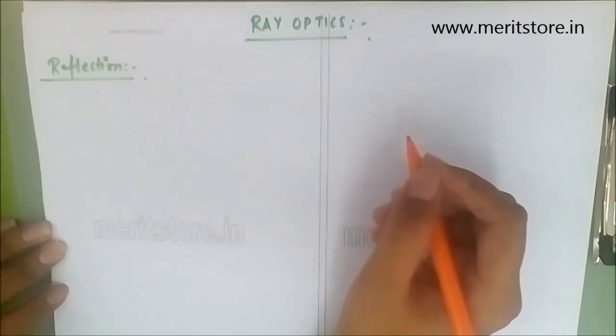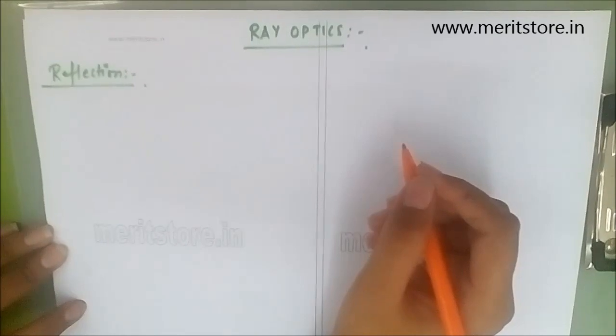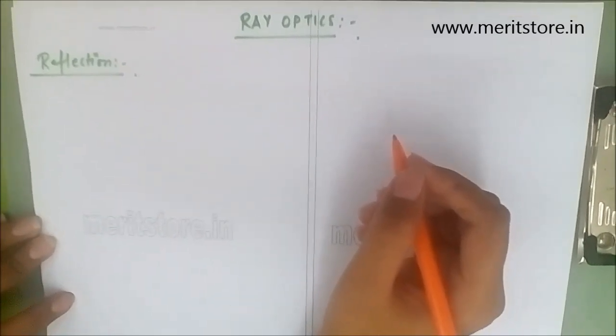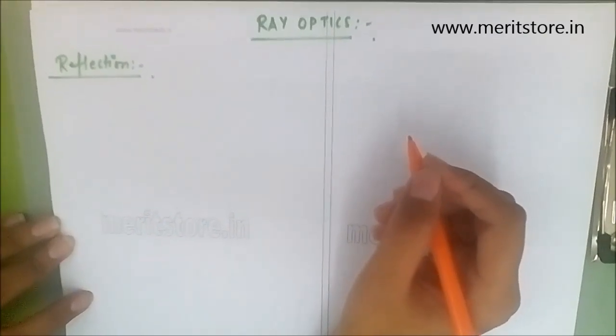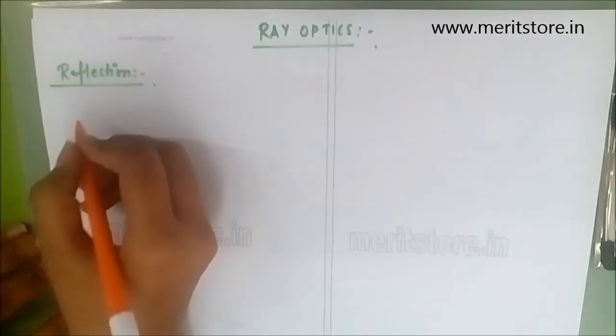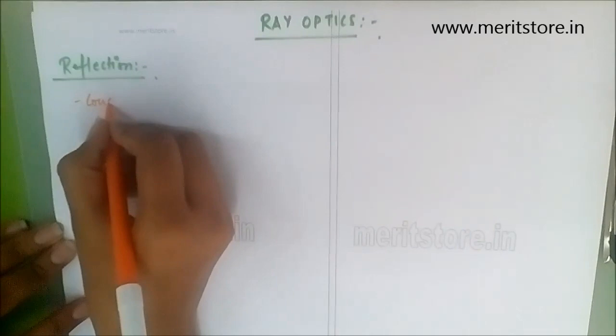Reflection is the property of light by which light is sent back into the same medium from which it is coming, after being obstructed by a surface. Going on to the concave mirror.